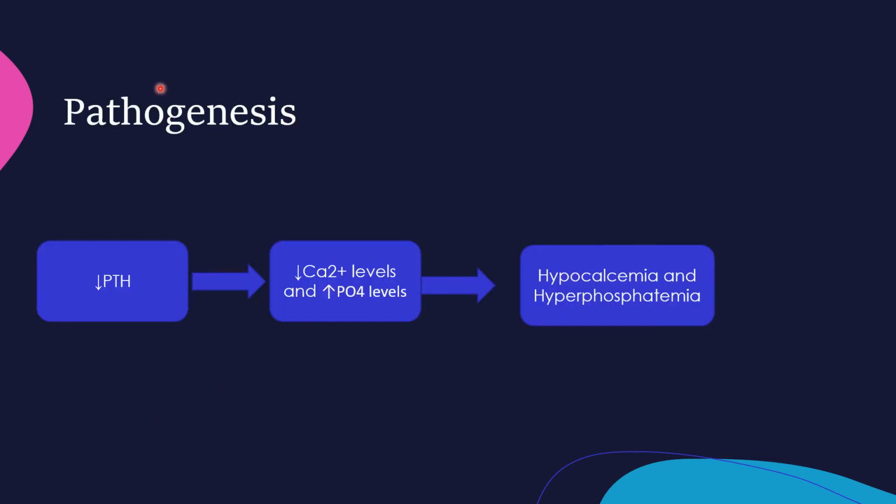So the pathogenesis is that decreased parathyroid hormone will lead to decreased calcium levels and increased phosphate levels, as described before. So we will have decreased bone resorption, decreased calcium reabsorption in the kidney, decreased phosphate secretion, and this will then lead to hypocalcemia and hyperphosphatemia.